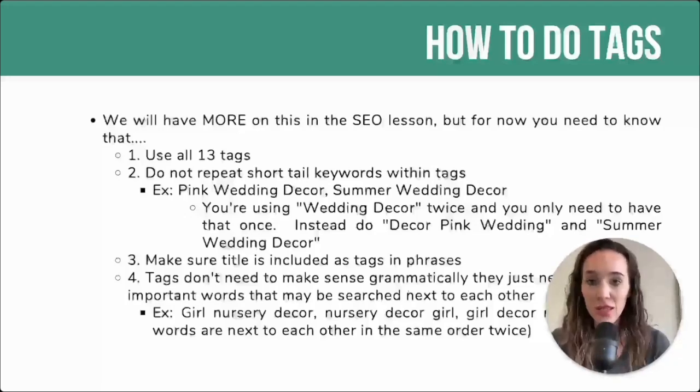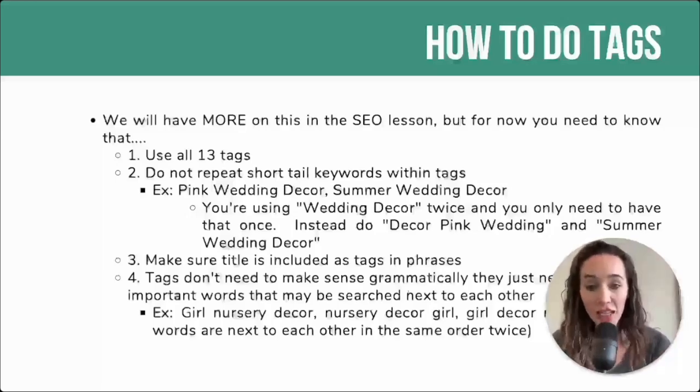An example of this is using the tags pink wedding decor and then summer wedding decor. So you're using wedding decor twice and you really only need to have that in your tags once, that combination. So instead I would do decor pink wedding, because you're getting decor pink wedding, and summer wedding decor because you're getting summer wedding and wedding decor.